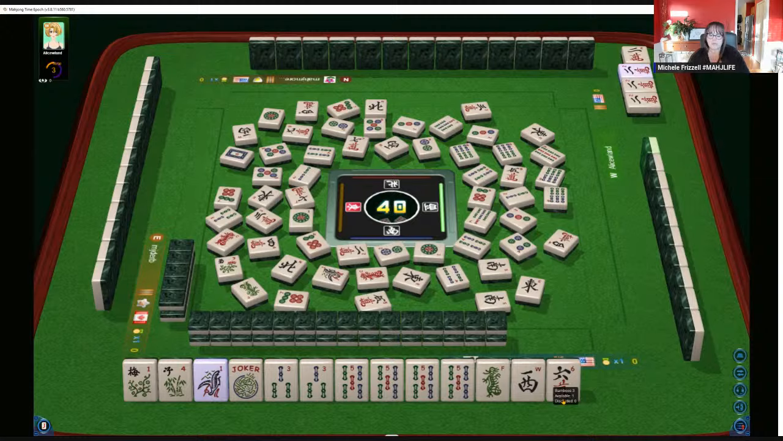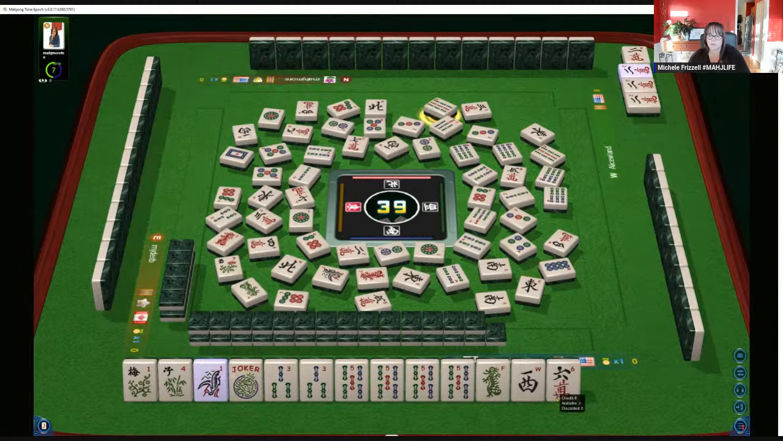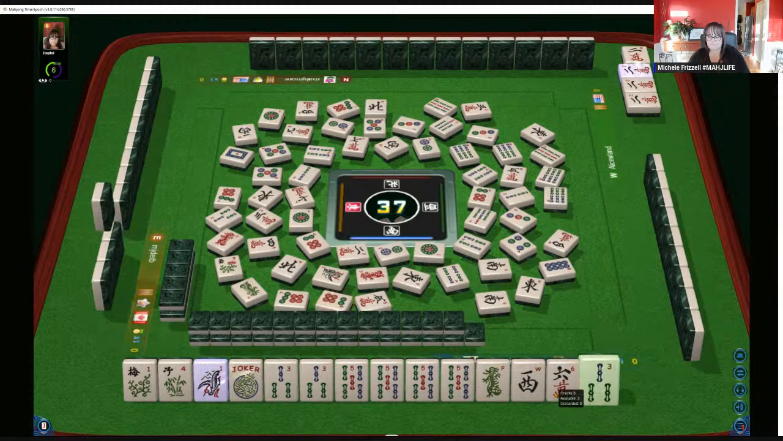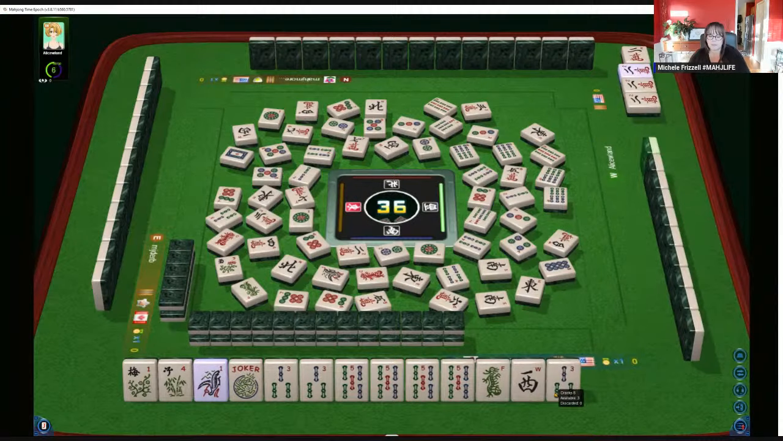At 40 tiles remaining, eight dots, we need at least one more joker and that green dragon, we might consider folding. Nine bamboos. We're going to play to win at the moment, but let's just see. I'd say we're still a contender. Six dots. We got another three bam. Six characters. North wind. We already let the three bam go and all the fours are out.